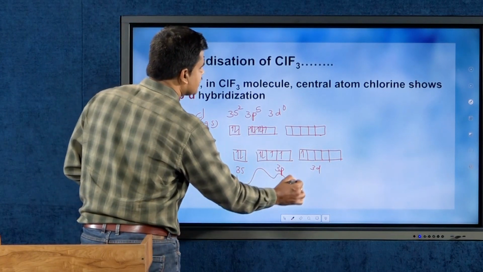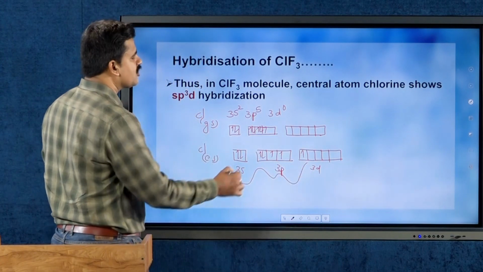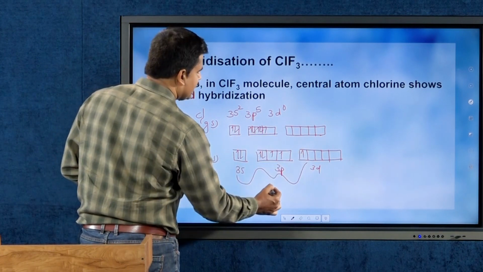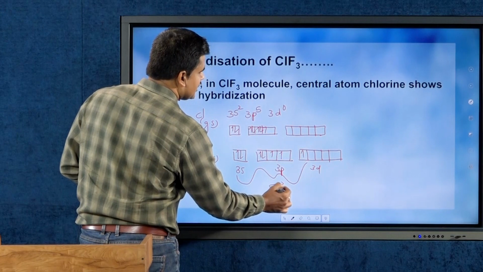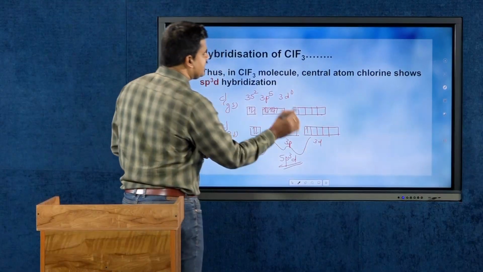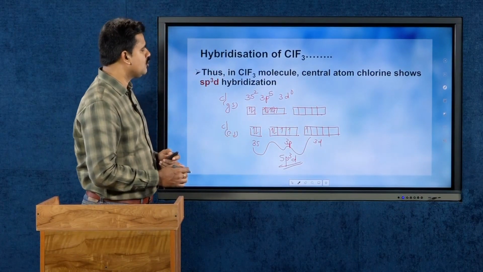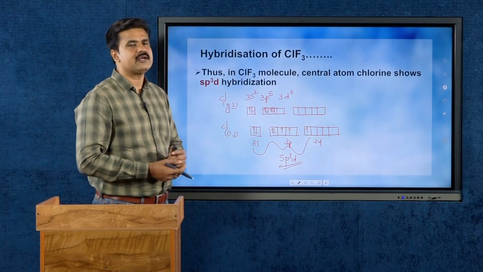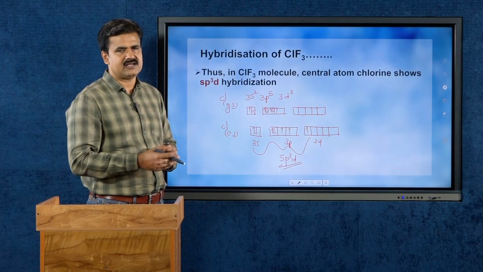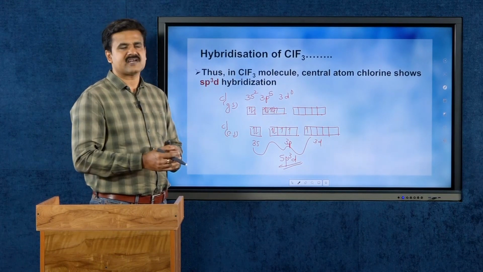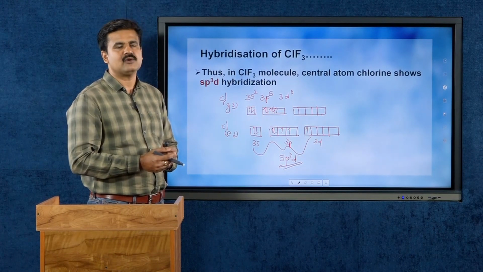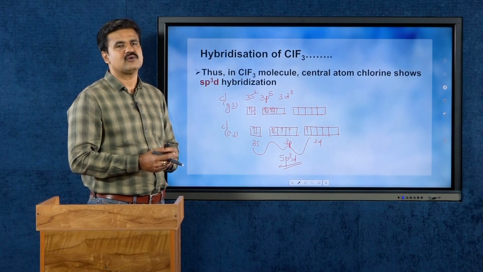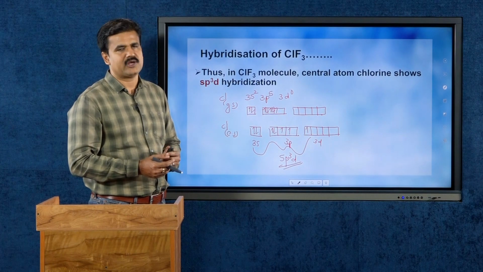All these orbitals with the electrons undergo hybridization. That hybridization is 1s, 3p and 1d. So, the hybridization is nothing but sp3d hybridization. In sp3d hybridized orbitals, there are a total of 5 sp3d hybrid orbitals. 2 are occupied by lone pairs and 3 of them are half-filled. These half-filled 3 sp3d hybrid orbitals overlap with the half-filled 2pz orbital of fluorine to form the ClF3 molecule.